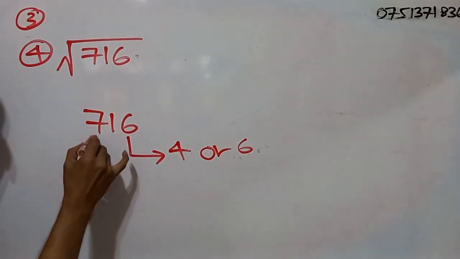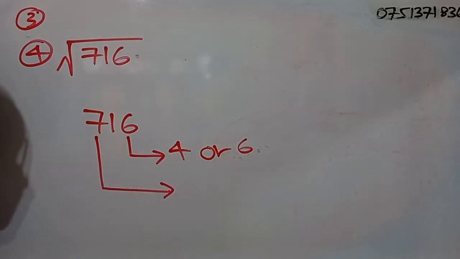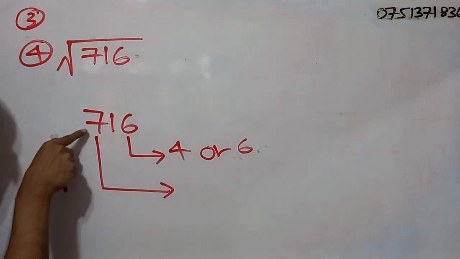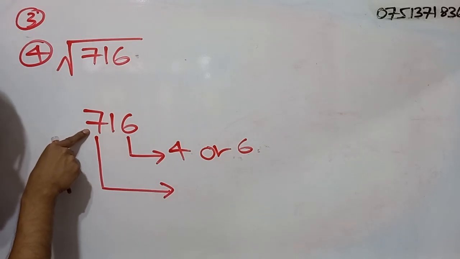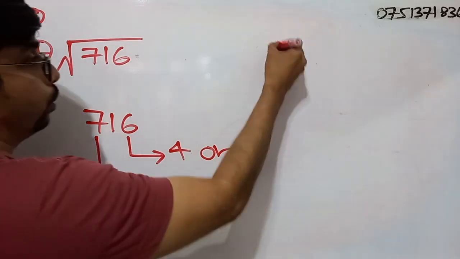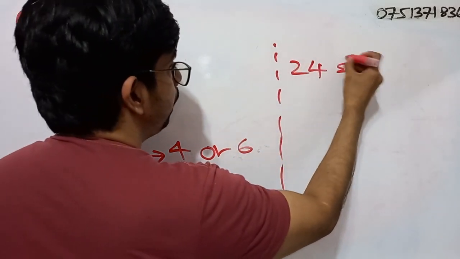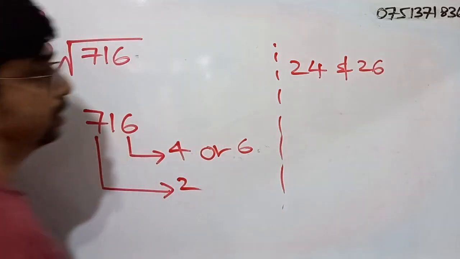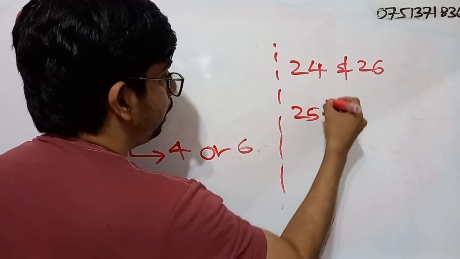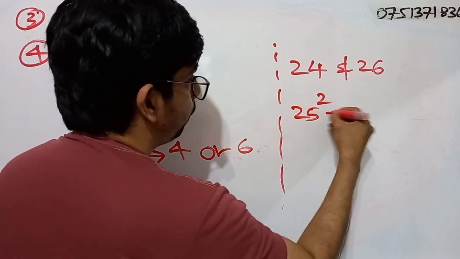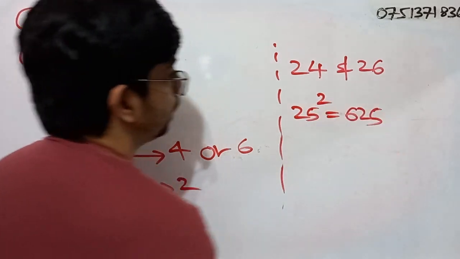Now here what do we have? The digit on the hundreds place is 7. So what's the nearest perfect square which is less than 7? 4. So we will consider the square root of 4, which is 2. So what are the possible two numbers? 24 and 26. If we take the square of 25, we get 625.